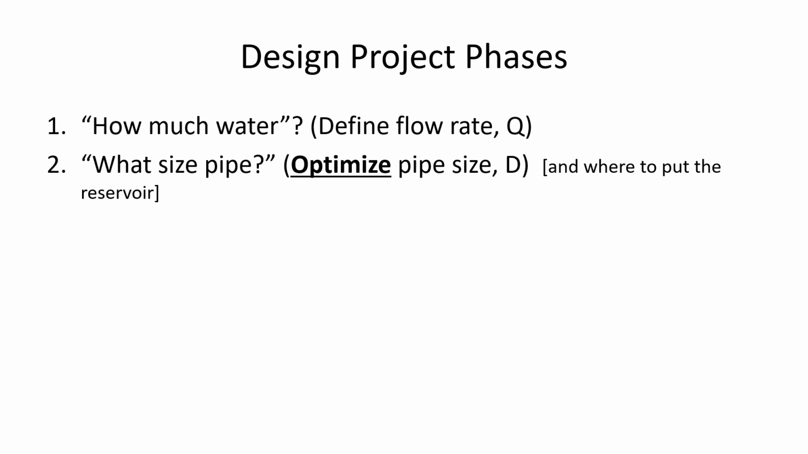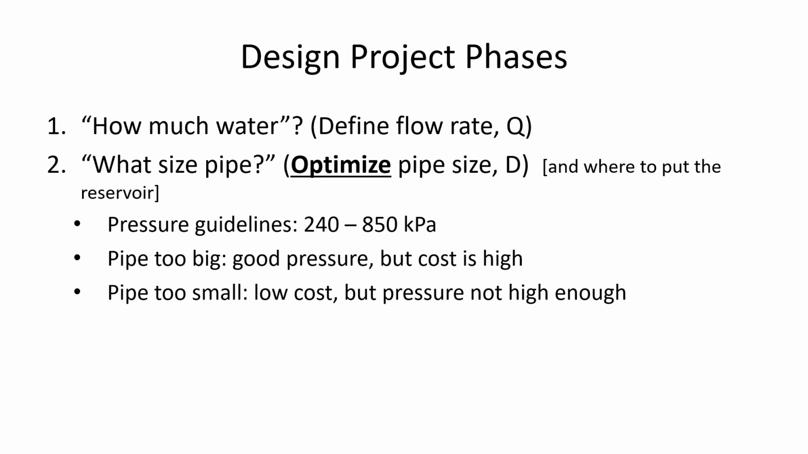850 kilopascals is the maximum pressure. And the reason for that is that oftentimes people's water heaters will begin to leak if the pressure in the network is too high. Or if someone turns the faucet and suddenly the water's coming out at an uncontrollable rate, there is such a thing as a maximum allowable pressure. So we're going to aim between 240 and 850, both in the example today and in the project.